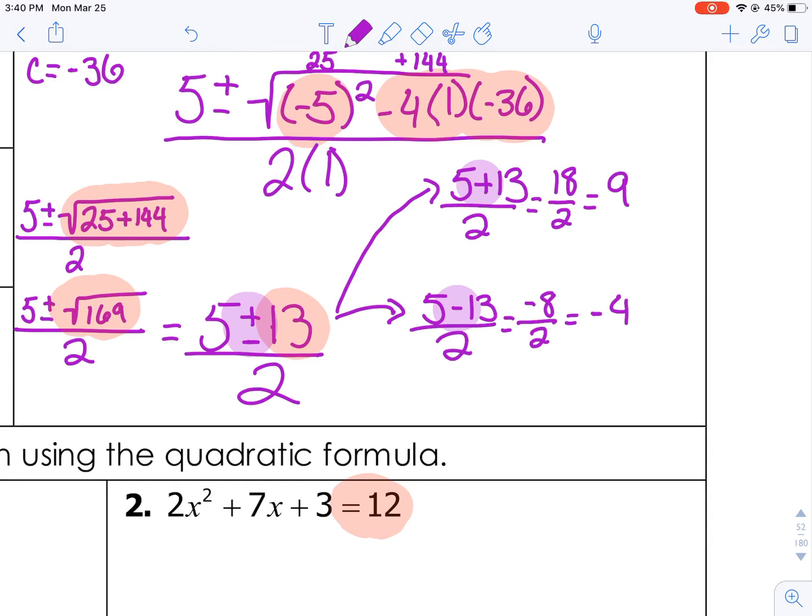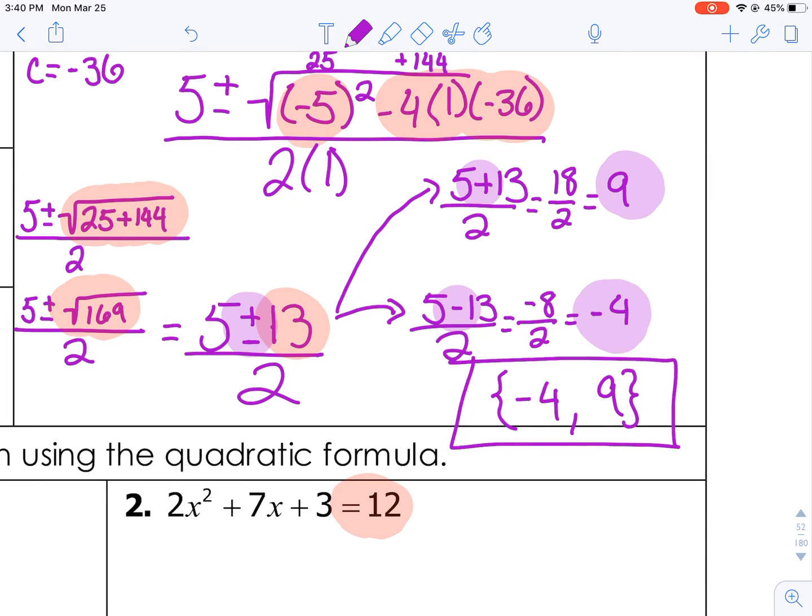If I were to graph that on my calculator, it would cross the x-axis at negative 4 and positive 9. So when we write our answer, we're going to write them with commas, negative 4, comma, 9. But instead of parentheses, we're going to use these little curly braces. That's telling me that it is not a point on my graph. That is the point negative 4 on the x-axis, and that is the point 9 on the x-axis.